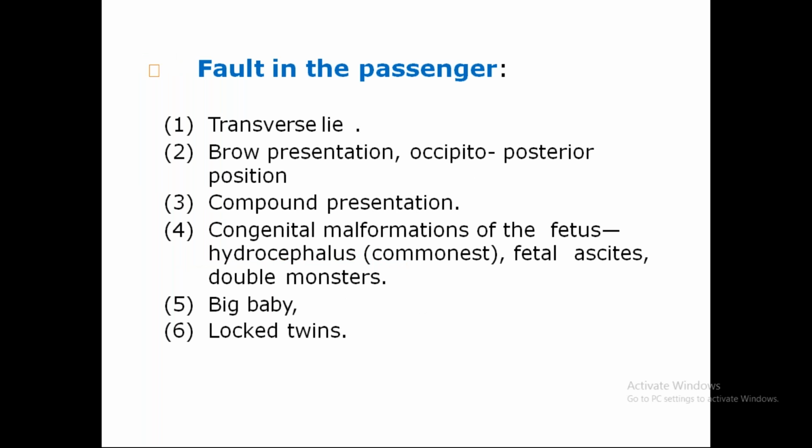Fault in the passenger. It can be due to malpresentations where it is difficult to go through the passage. So transverse lie, brow presentation, occipito-posterior, compound presentation, and congenital malformation of the fetus such as hydrocephalus, fetal ascites, and double monsters, big baby, and locked twins.